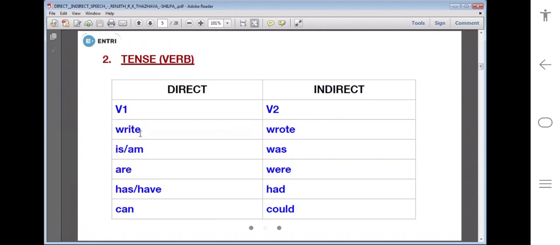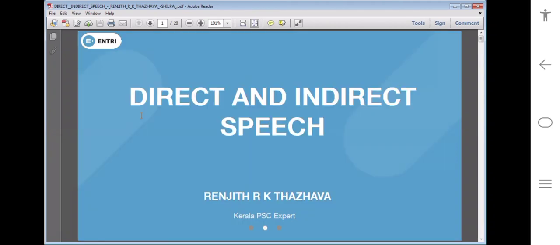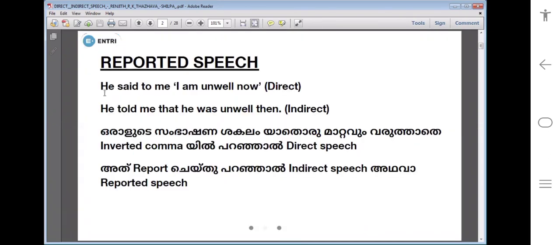You can see the change of tense. Tense also will have to be changed. He said to me. Here the verb said is in the past tense, so this verb is called the reporting verb. The reporting verb doesn't change its tense, it will remain the same. So it is past, which means you have to change this reported speech into past tense as well.